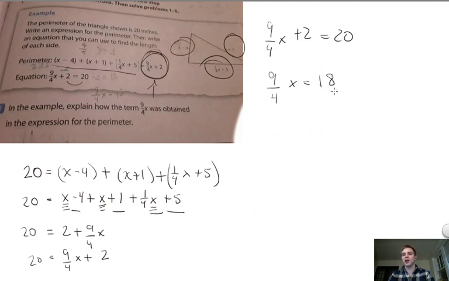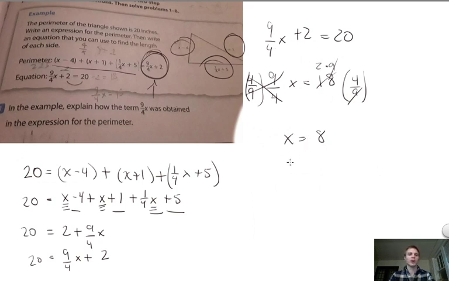Now I'm going to multiply both sides by 4 and divide both sides by 9. Or you can think of it this way. This will cancel and this will cancel. I've got to do it to both sides. So x equals 18 times 4 divided by 9. Now 18 has a factor of 2 times 9. These are factors 2 and 9. This can cancel with this, and I'm left with 2 times 4, which is 8. So x equals 8.